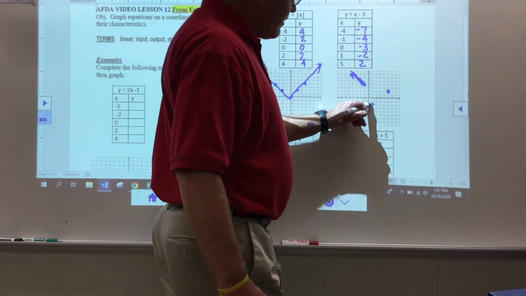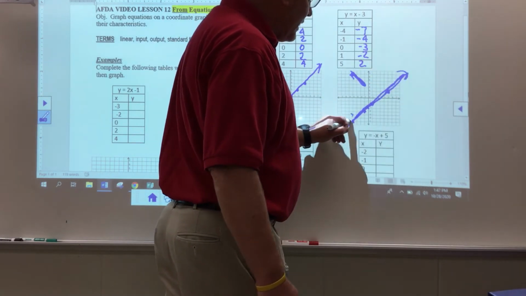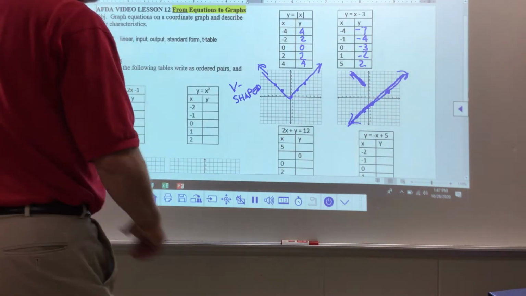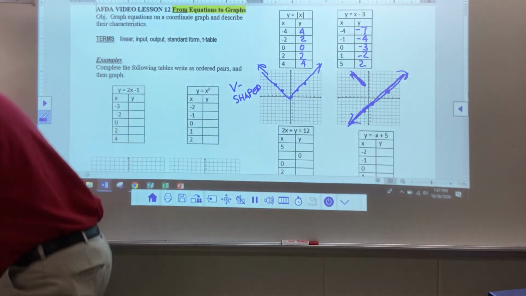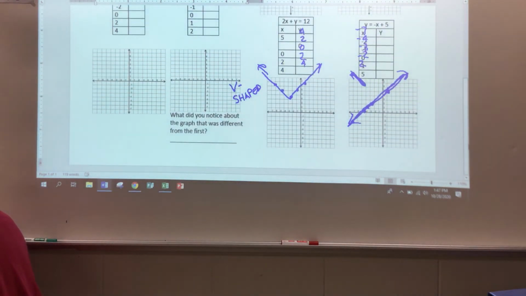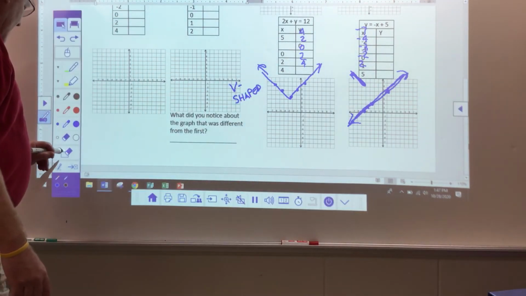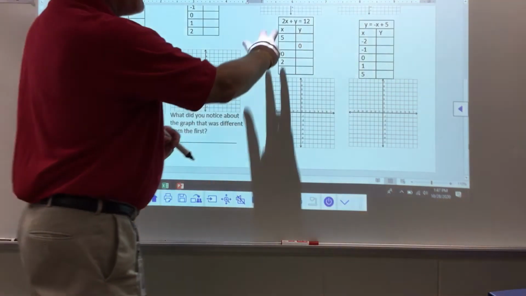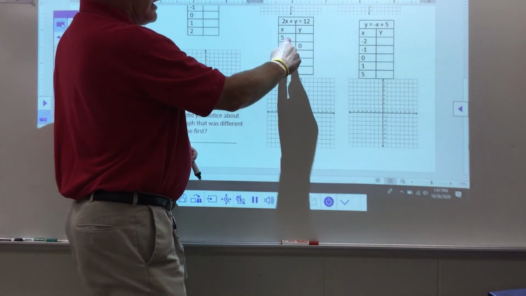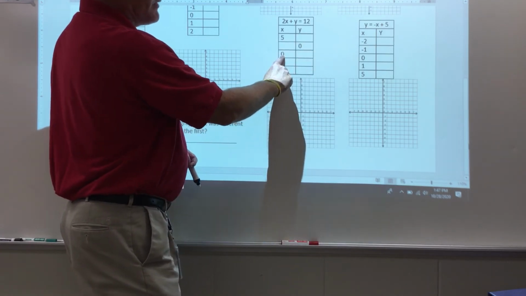So now, when I graph that, that looks like, once again, that's going to be linear. Okay? We have 2 more to do and talk about. Check out these last 2 that we have. This one's written in a little different form, isn't it? And notice what I did with the table here. I put a 0 for a y value, and I put a 0 for the x value.